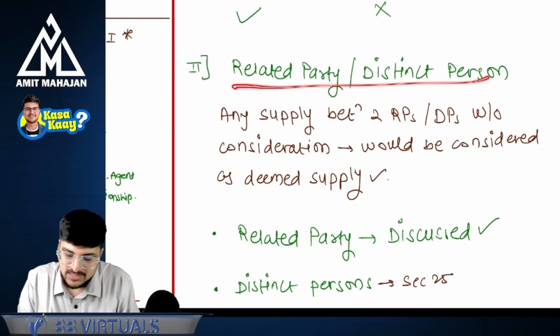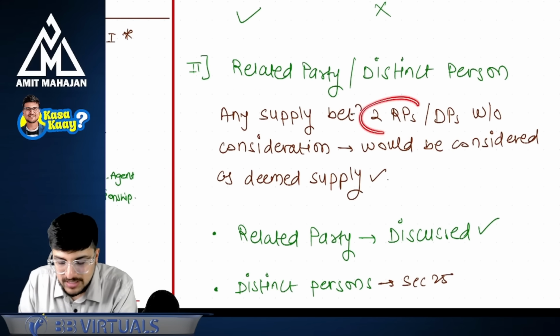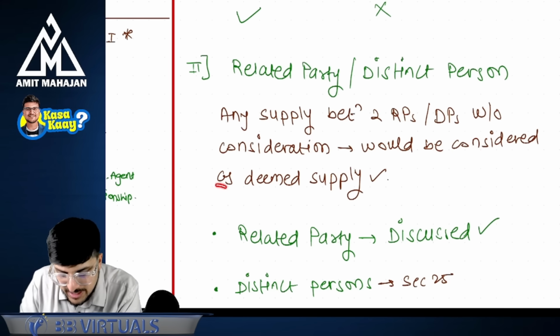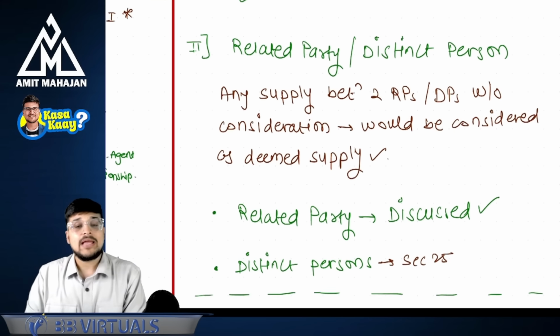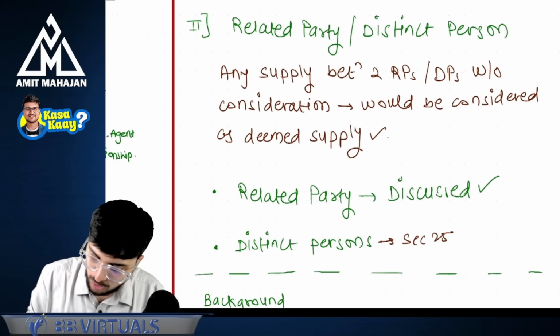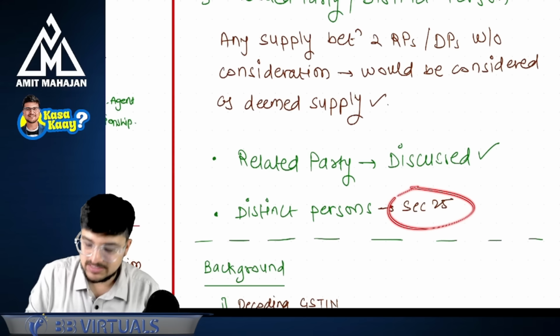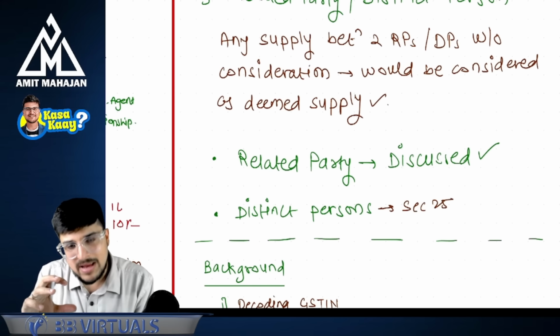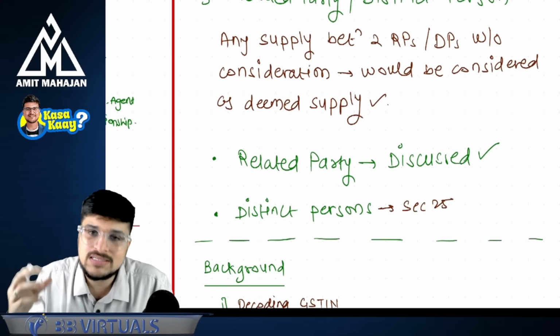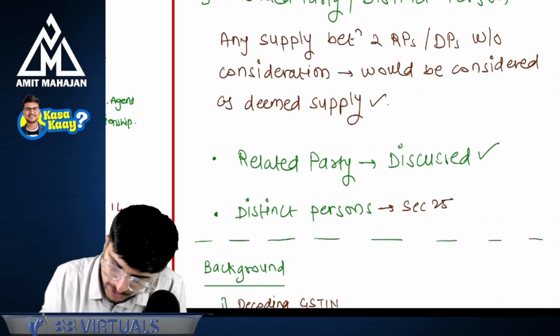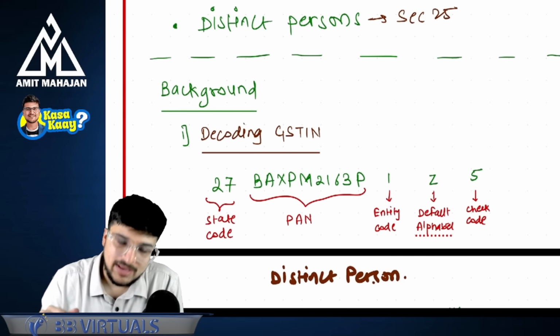Related party or distinct persons: any supply between two related parties or two distinct persons without consideration would be considered as deemed supply. What is the meaning of related parties, which is already discussed? What is the meaning of distinct persons, which is given under section 25? But I will make a good flow to understand distinct persons for you. Okay, look here. I will first give you the background.